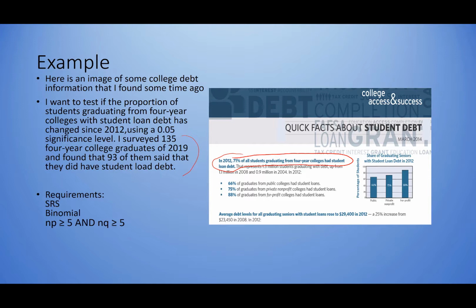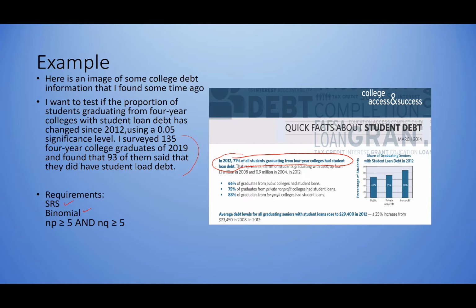We are going to assume that the probability of success of a student saying they did have debt was the same from one student to the next student, and we're going to assume that we had independence of trials. So we're going to say that our binomial conditions are satisfied.